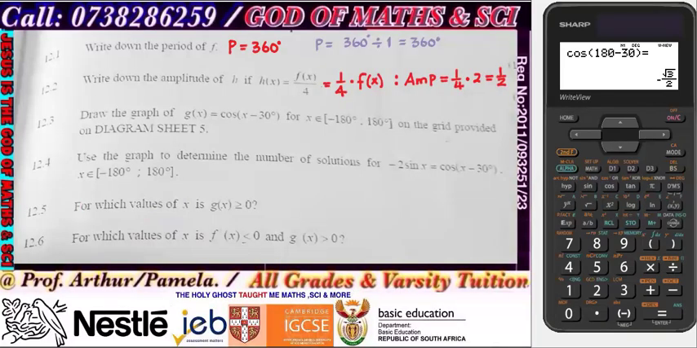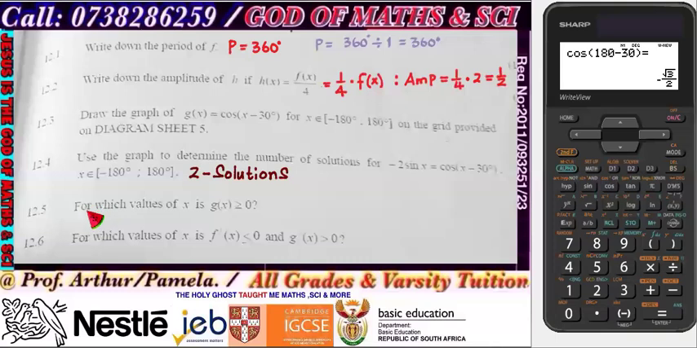So in other words, they say use the graph to determine the number of solutions. So there are two solutions. There's basically two places where the graphs touch each other or cut each other, two solutions.